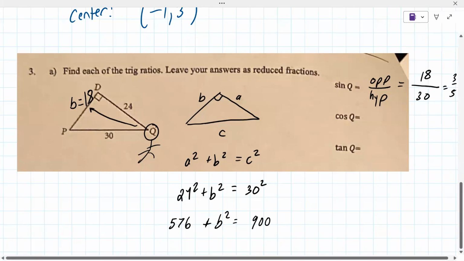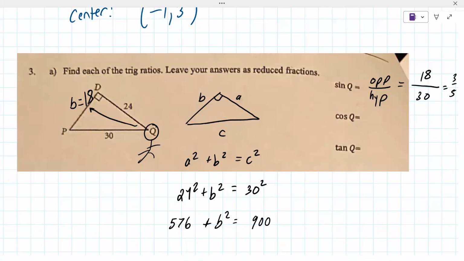All right, I'm gonna go out on a limb. Cosine is adjacent over hypotenuse. Yep. All right, boom, I got it. 24 over 30. What does that reduce to? 24 over 30 would become 4/5.